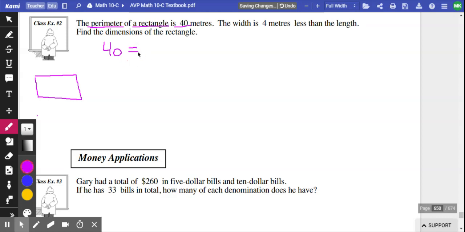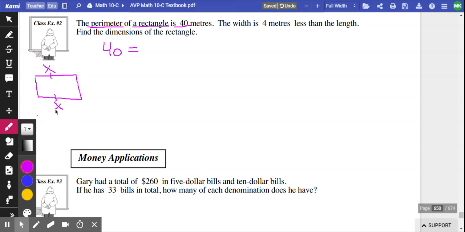Do we know what those sides are? No, right? That's the question. If you keep reading, it says find the dimensions. We don't know what the sides are. But we do know something about those sides. We know that these two sides are the same length. We don't know what that length is, but we know it's the same. So we're going to say that's x and x.